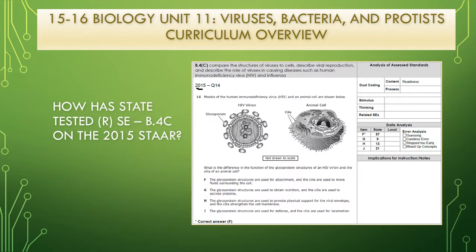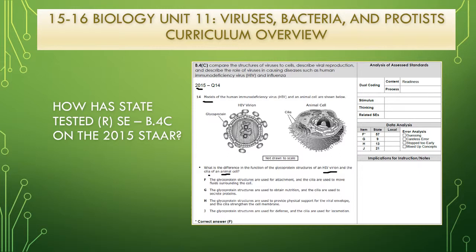So it says models of a human immunodeficiency virus, HIV, and an animal cell are shown below. One of the most important things here is that they said models. So what do you want to use in your lessons and your activities? Models. So be sure to use models in your activities. Here they are comparing the structures of viruses to cells. How do I know that? Because the question says, what is the difference in the function of the glycoprotein structures of an HIV virion and the cilia of an animal cell?